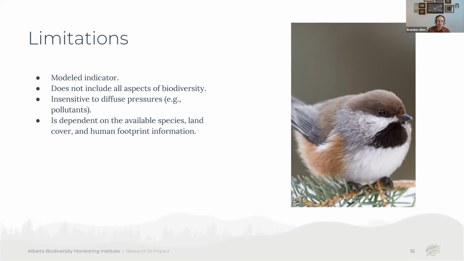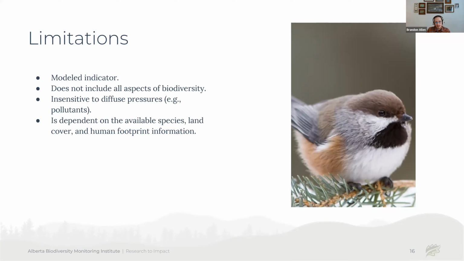Currently, the indicator is insensitive to those diffuse pressures that I mentioned. So again, we're not modeling the impacts of pollutants in the environment, be it noise, light, or other contaminants in the system. And it's something that we're trying to look at, how we can better capture some of this information. Things such as landscape configuration might be really important for some species, and that can be more of a diffuse pressure that can give us a better representation of what the actual status of biodiversity is in Alberta.